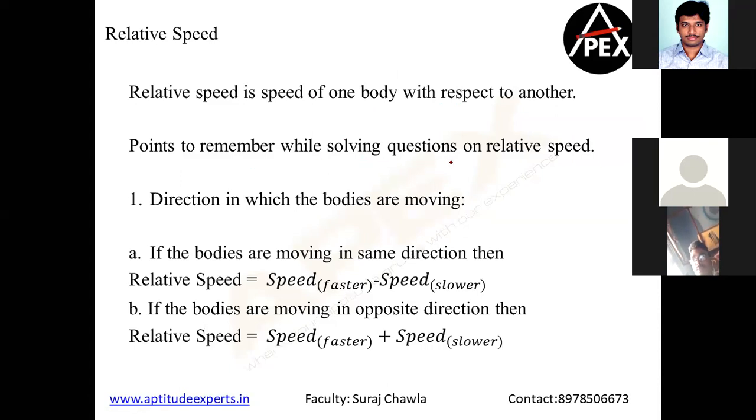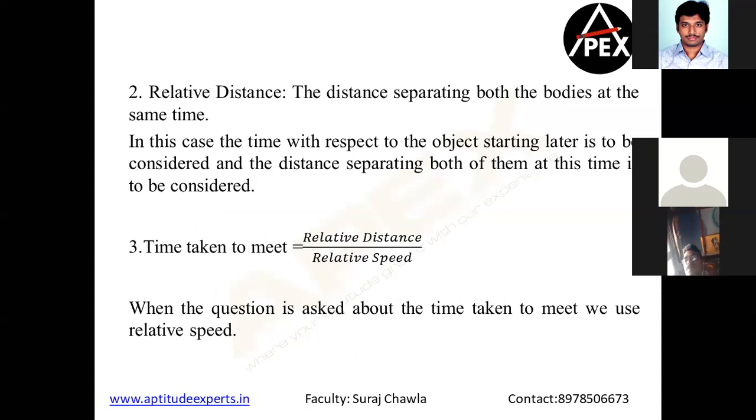Now, points to remember while solving average speed. Please understand in which direction the body is moving. Whenever two bodies are moving, we calculate average or relative speed, right? If bodies are moving in the same direction, it is going to be speed of the faster minus speed of the slower. And if bodies are moving in opposite directions, then it's going to be speed of the faster plus speed of the slower. Clear? So this is with respect to direction. And second, we also have to look at relative distance, the distance separating both the bodies at the same time.